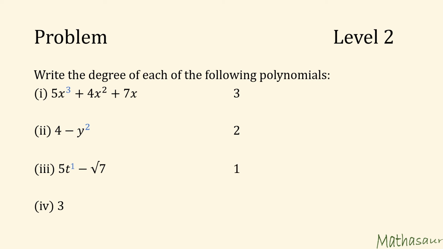In the fourth polynomial, we just have a number 3. There is no variable at all. What do you think would be the degree of the polynomial here? Well, we could take a variable and write its power as 0. So x to the power 0 would give me 1. So the degree of this polynomial would be 0.